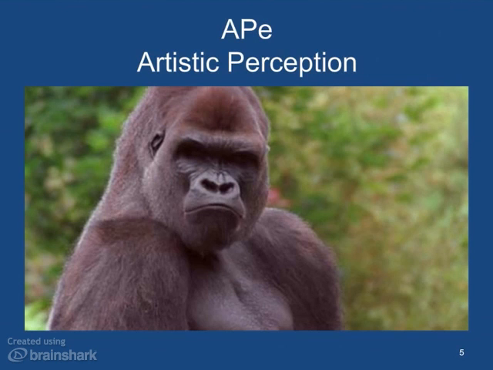We're going to learn a little bit about each strand using an animal as a mnemonic device to remember the strand name. The ape represents artistic perception, AP. Artistic perception is about processing, analyzing, and responding to sensory information through the language and skills unique to the arts discipline.